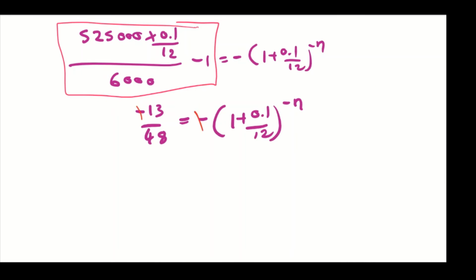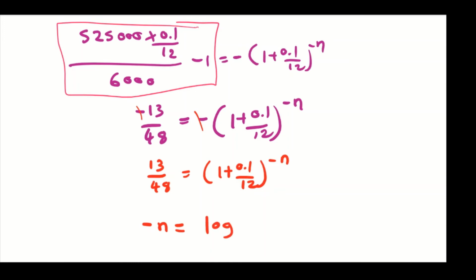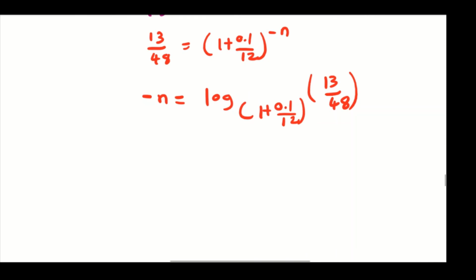You will remain with 13 over 48 is equal to (1 plus 0.1 over 12) to the power of minus n. Because we're looking for n, we have minus n is equal to the log, with base 1 plus 0.1 over 12, of 13 over 48. Now you're going to punch this into your calculator, and tell me what you find.